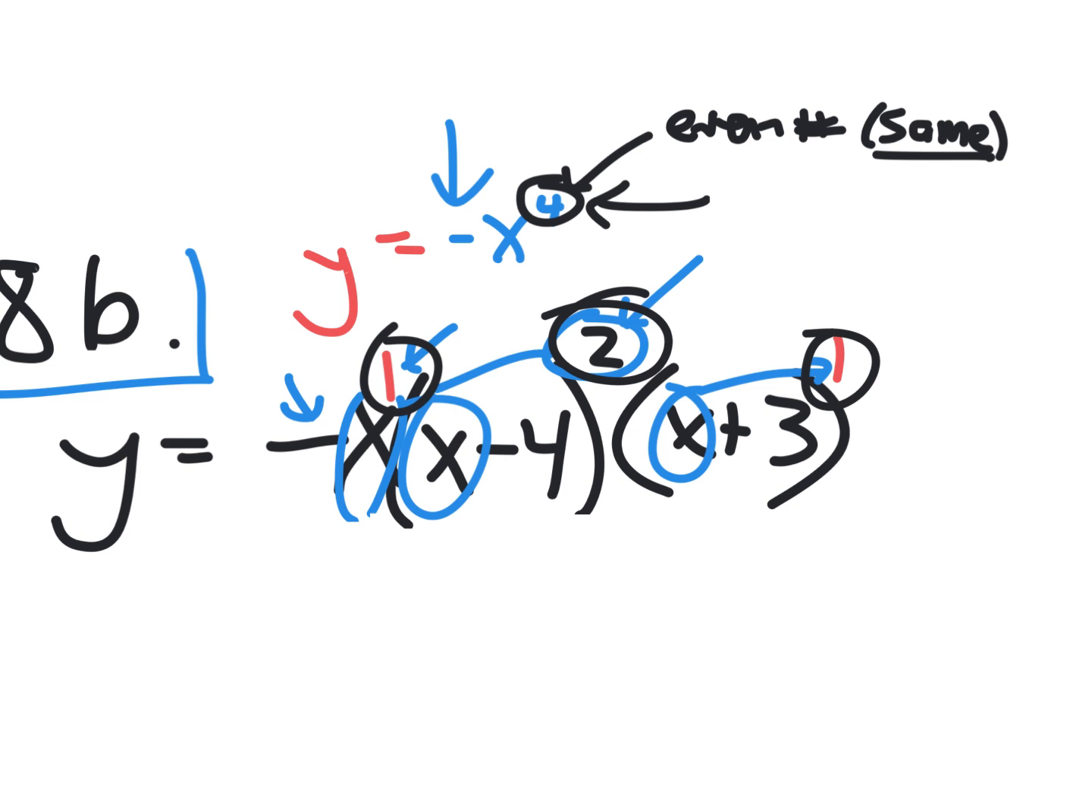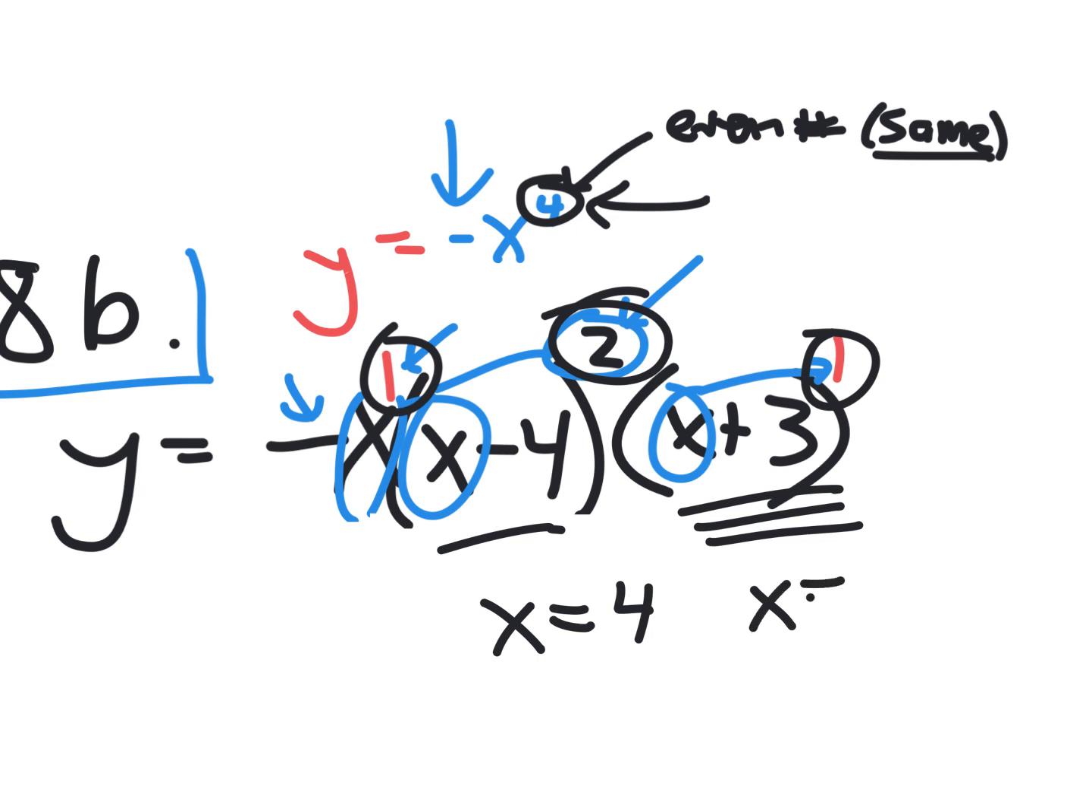Okay. What else can we learn from these? Well, this is a root. No, that's a factor. What's the root? X equals what is the root? 4. What's the root for this one? X equals negative 3. And what's the root for that one? 0. Those are called the roots.